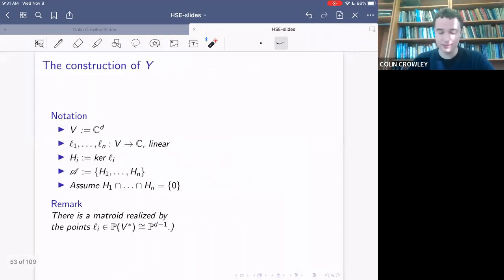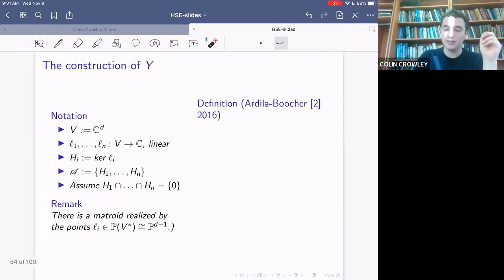And then finally, let me note that there is a matroid here. I've chosen to use a hyperplane arrangement instead of a point arrangement, but by projective duality they are equivalent, and for this construction it will be more convenient to use hyperplanes. So here's the notation, and now here is the definition. This was, as I mentioned before, given by Federico Ardila and Adam Boocher in 2016.